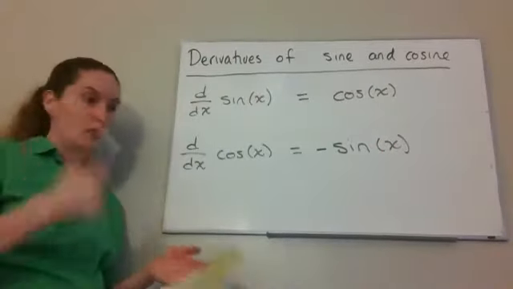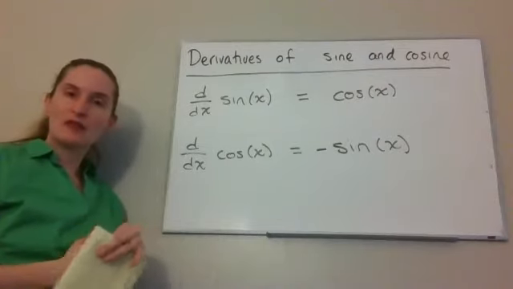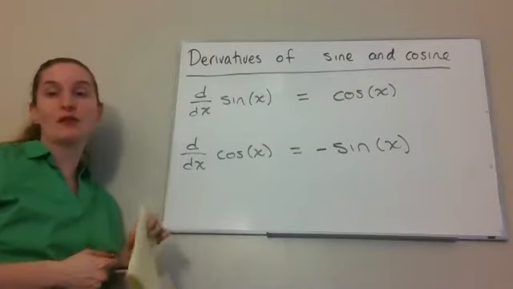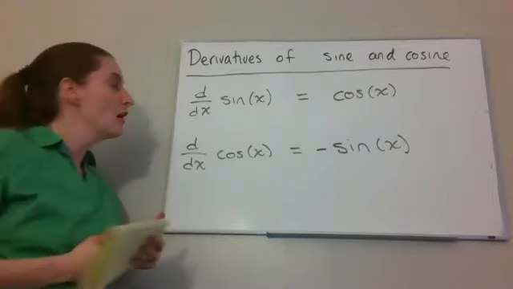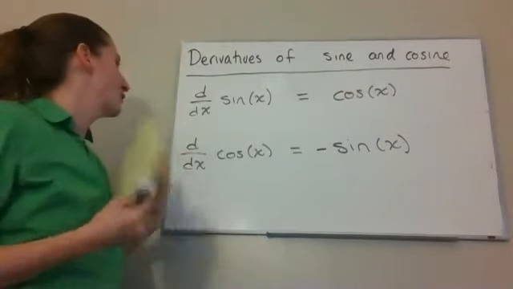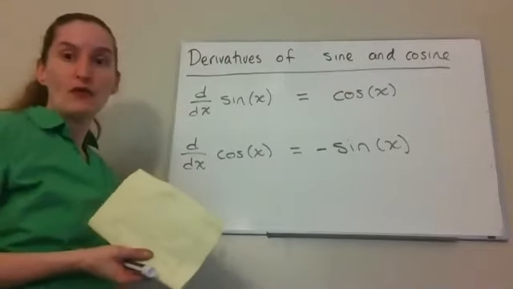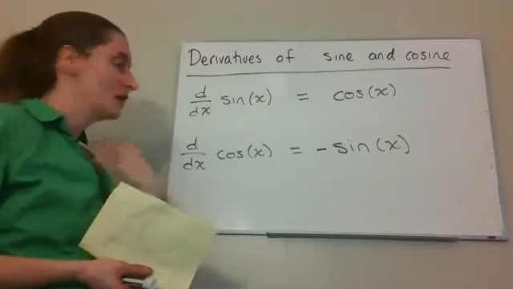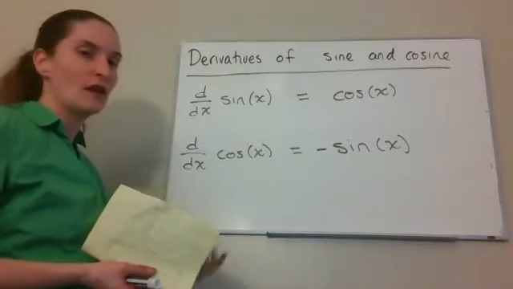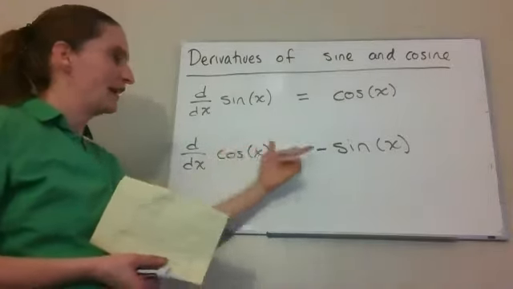I would suggest that you memorize these two derivatives as well as the derivatives of the other trig functions once we get to them in the next video. These would be a little more complicated to try to derive with the actual limit definition, so I would just go ahead and memorize them. Derivative of sine is cosine, derivative of cosine is negative sine.